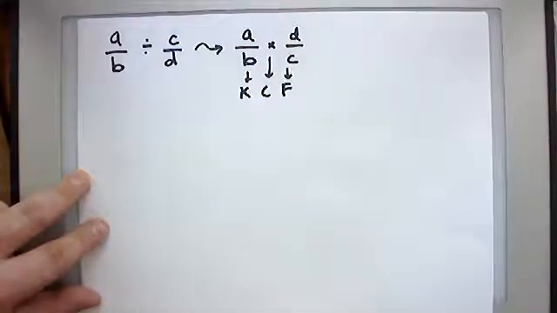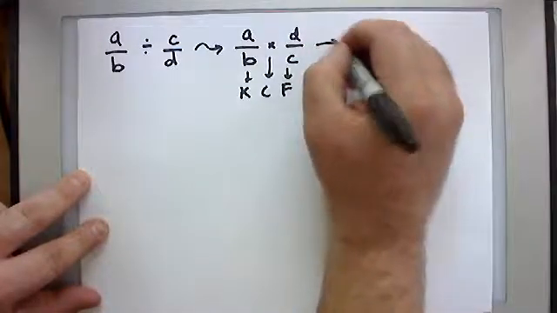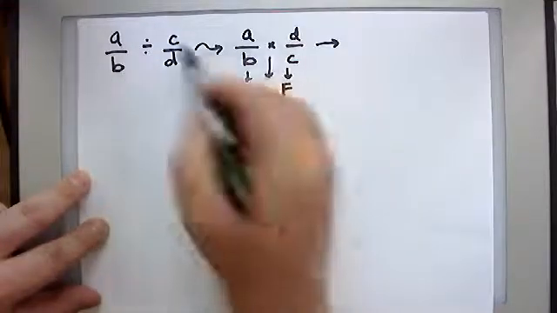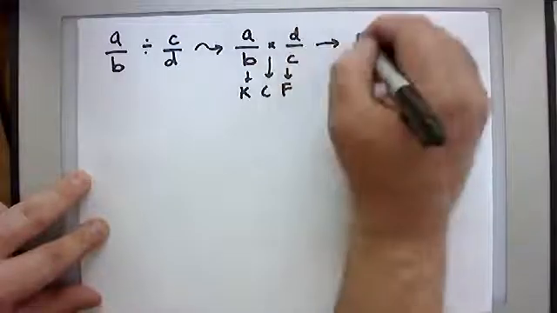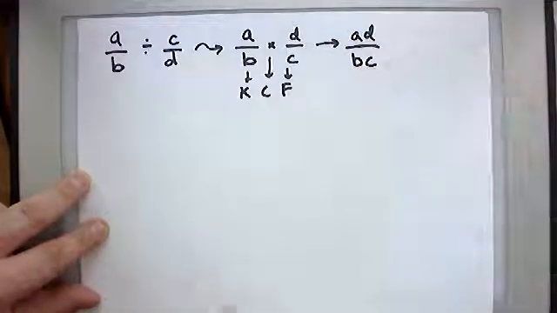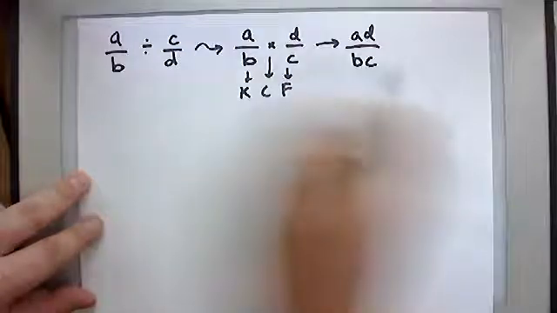It doesn't matter. I mean, keep, change, flip, whatever little cute thing you want to do to memorize it. Bottom line is you keep the first fraction, you change it to times, and then you flip the second fraction. And now we're just back to multiplication again. So A times D would be A over D, and B times C would be B over C. Again, A, B, C, D being whatever numbers you want. This is generic mathematic notation.